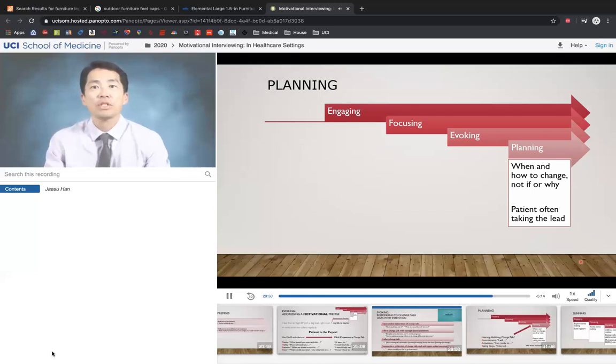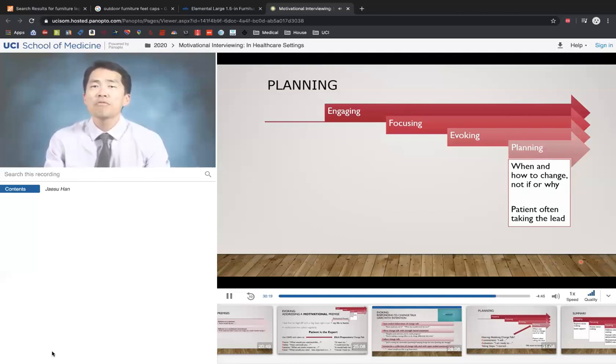So finally, we get to planning. Once we've done the engaging, we've explored the sense making. We've focused and honed in on what the premises are to the current health behavior. We've worked with the patient on the factual premise. We've worked with them on the motivational premise. We've used OARS to now elicit preparatory change talk.